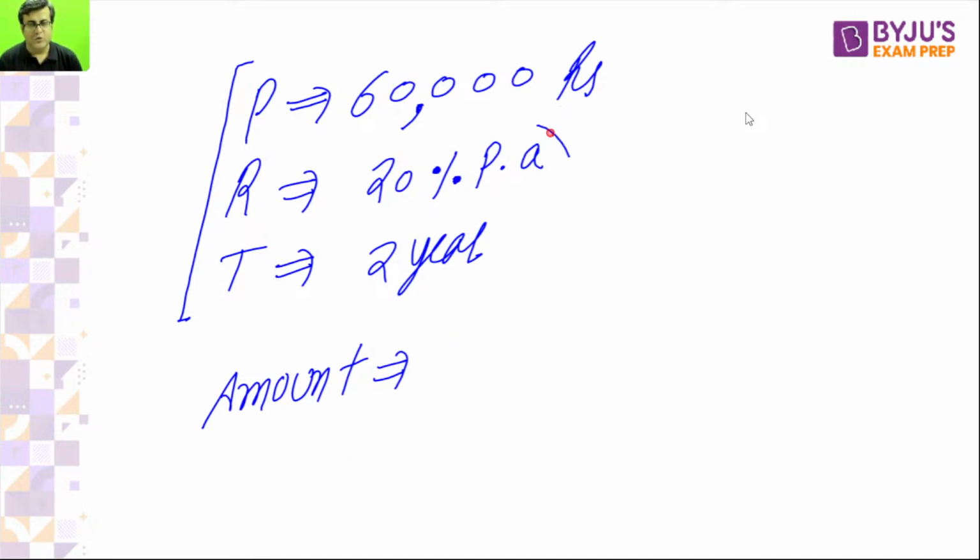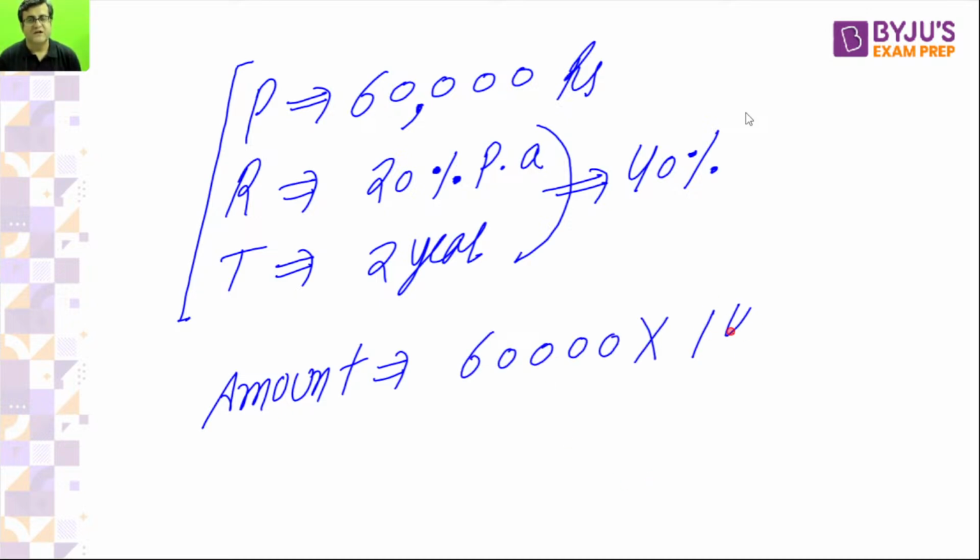So 20% for 2 years means 40% is the interest. 60,000 is the principal and 40% is the interest. It means you are supposed to find directly 140% of this. So 60,000 ka 140%, 14 6s are 84. So 84,000 rupees is the final amount.